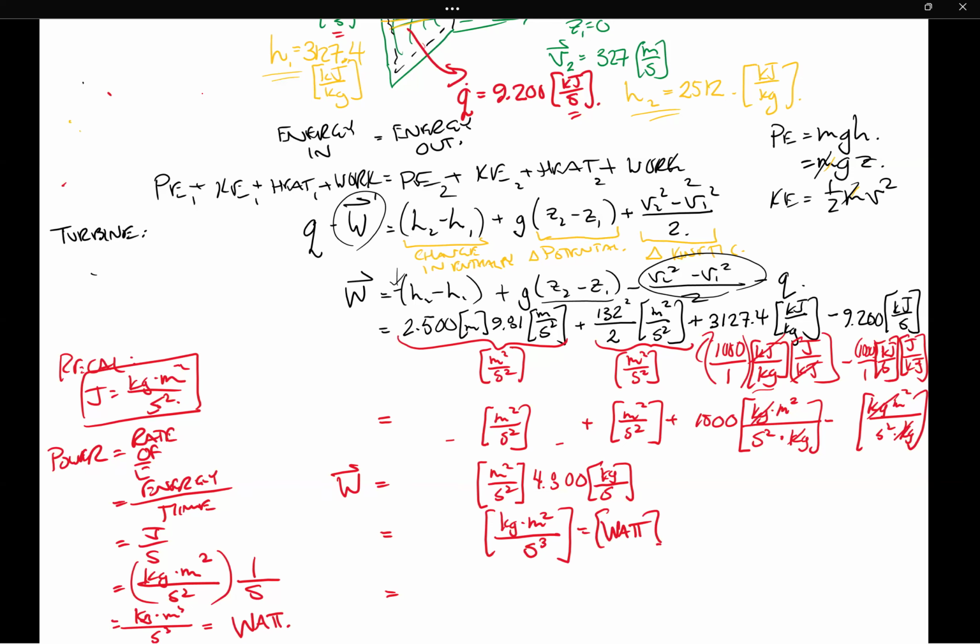Now I can convert my watts, and I would probably want to express it in kilowatts because the number is actually pretty big. There are 1,000 watts in a kilowatt, and that gives me our final answer of 2730 kilowatts, which is the answer to this problem.